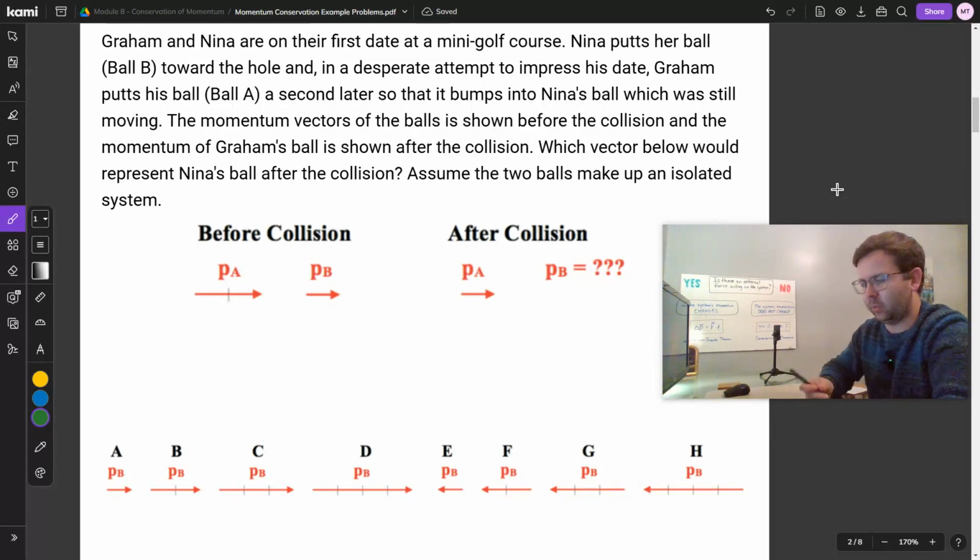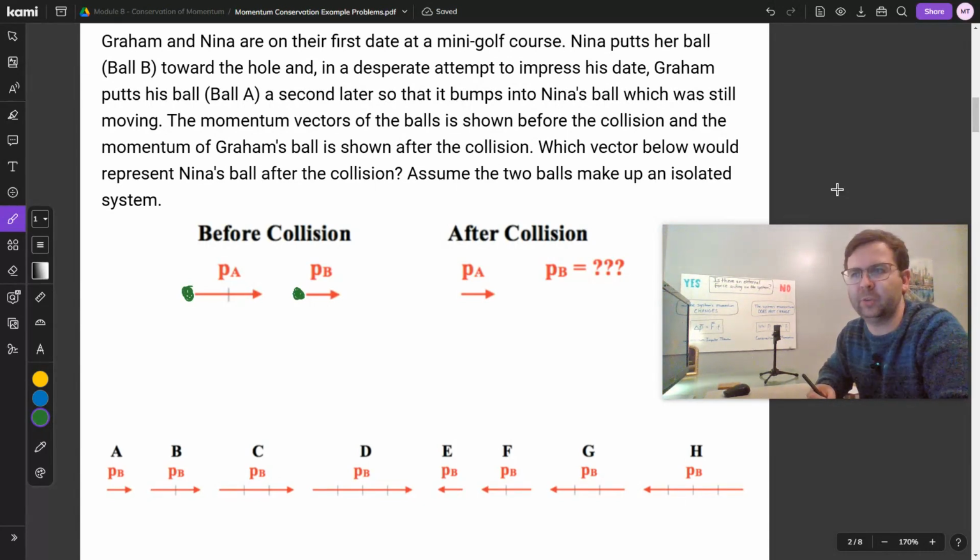So I hope you can visualize the situation. This is one of the balls here. This is the second ball that was putted. This is the first one. So the second ball is behind the first one, and it catches up to it and bumps into it, and it passes on some of its momentum.